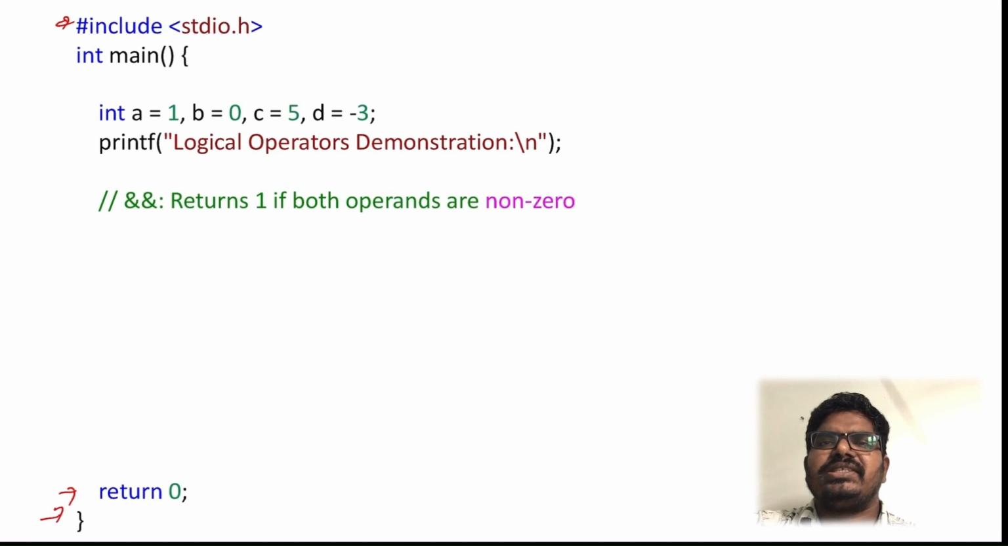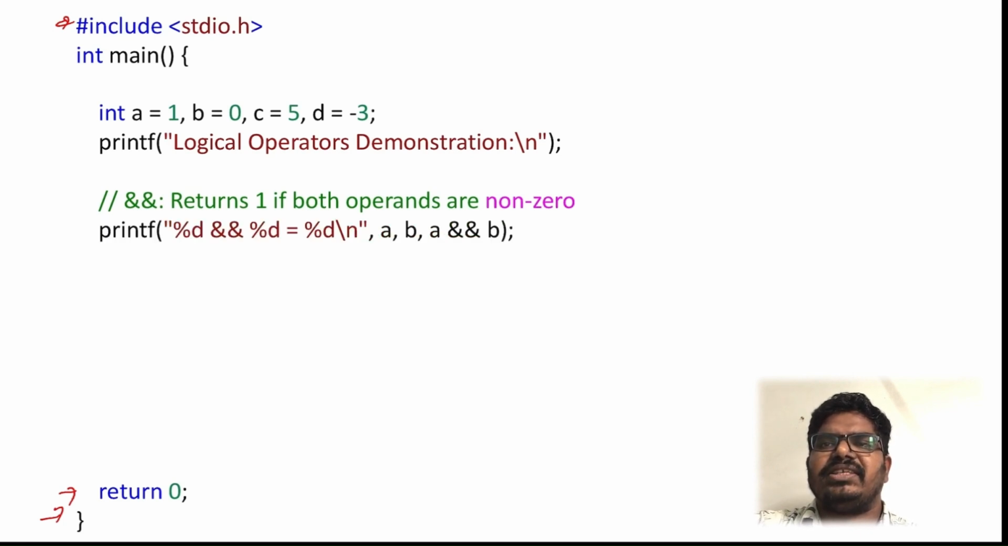Now first is the logical AND operation. As we know, logical AND returns 1 if both the operands are non-zero. Remember this. I am not saying both ones. I am saying both are non-zero. Okay. Both are non-zero means what? Both the left side operand and the right side operand must be non-zero. Then the result is given as 1.